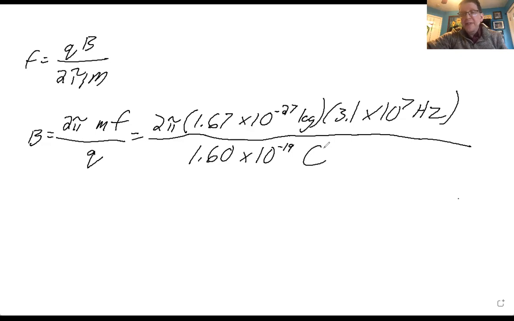And to two significant figures, it's 2.0 Tesla. And remember, a 2.0 Tesla magnetic field is a very, very strong one. It's about 100,000 times the magnetic field strength of the north-south component of the Earth's magnetic field. So it's a pretty strong magnetic field that's used in this case.